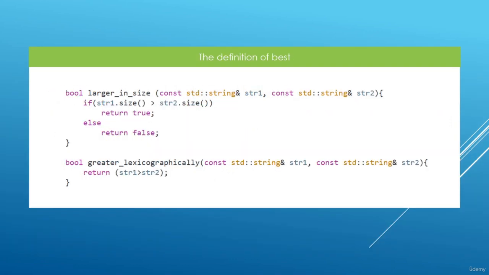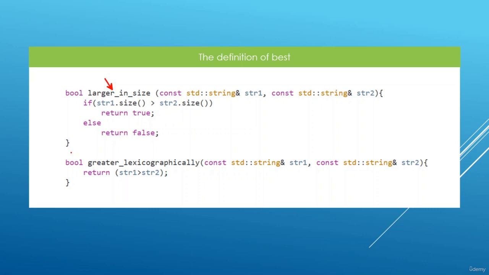What is best might be a larger string in size. For example, we can set up a callback function here to use it to target the largest string in size in our box container of std strings. Or we can say that our best string is the greater string lexicographically. So we're going to be looping around trying to find the strings that come later in alphabetical order, and that's going to be our best string. We can really set up things like this, and everything is going to fall in place.